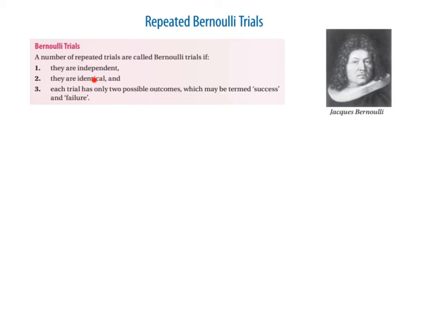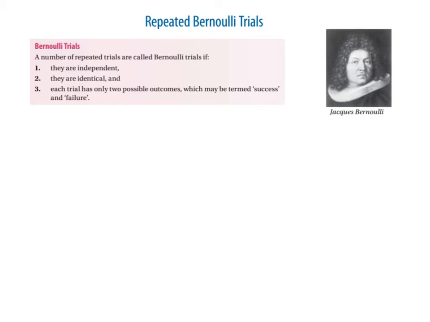They're identical, so we set up a system. So for example, tossing a coin, all we're doing is we just keep tossing a coin. It's exactly the same experiment. And each trial has only two possible outcomes, which we can term success and failure. So if I go back to that example of tossing a coin, they're independent because what one result does does not affect the other. They're identical, it's just throwing a coin up in the air. And there's two outcomes, heads and tails, and I could say heads is a success, which obviously means that tails would be a failure in this particular example.